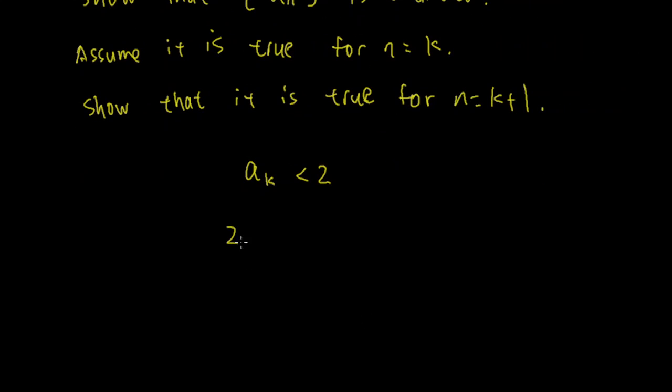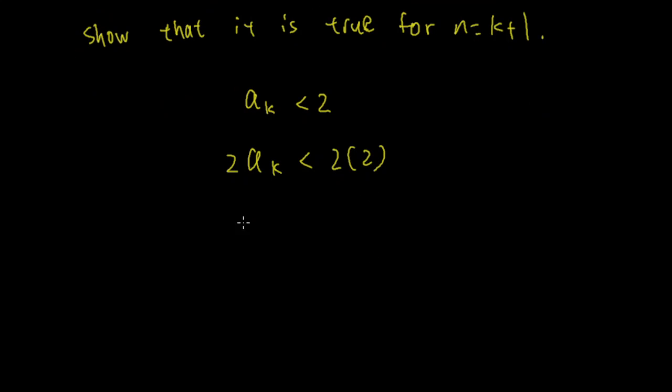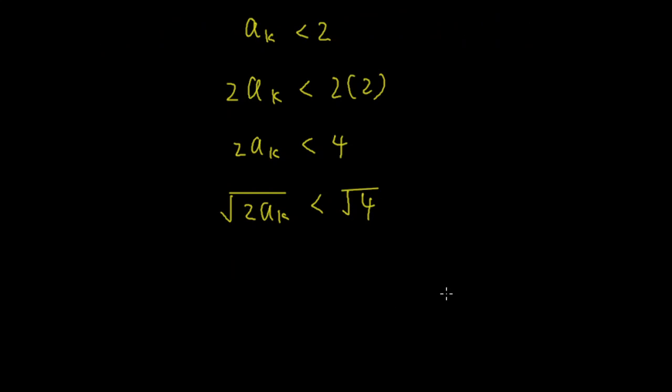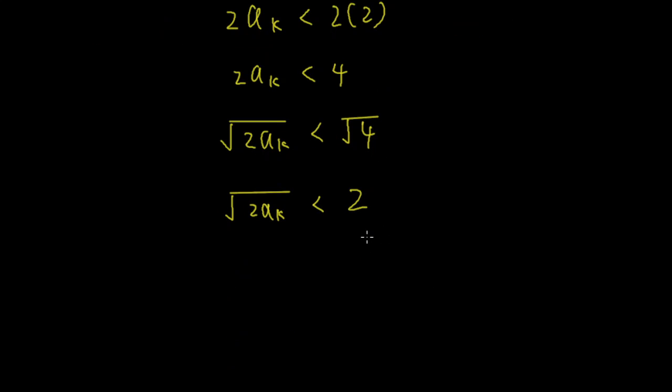Okay, so 2 times both sides, right? And that's equal to 2 times a sub k is less than 4, right? 2 times 2 is 4. Okay, take the square root of both sides. Square root of 2 times a sub k is less than square root of 4. And we know that square root of 4 is just 2, right? So what is square root of 2 times a sub k? Now we know that, right?